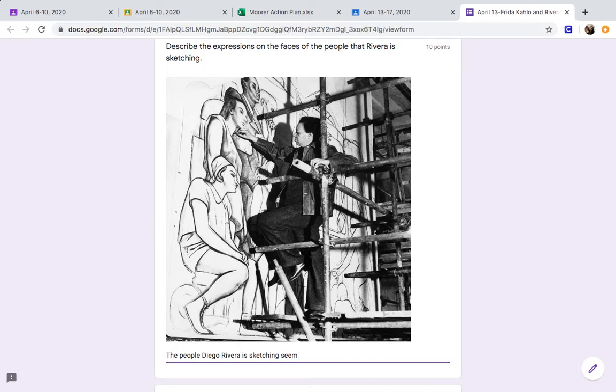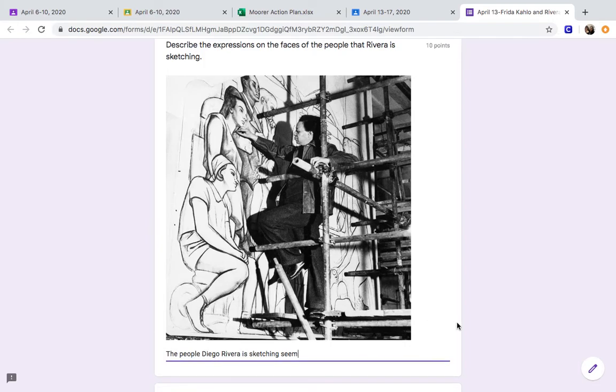The people Diego Rivera is sketching seem blank. And then tell me how they seem.